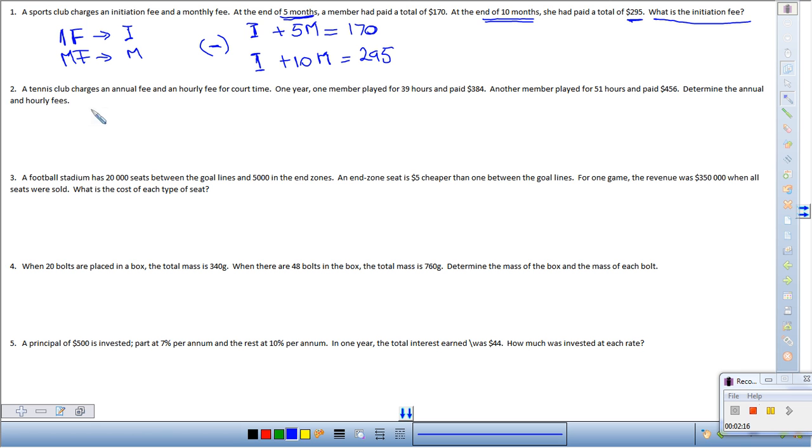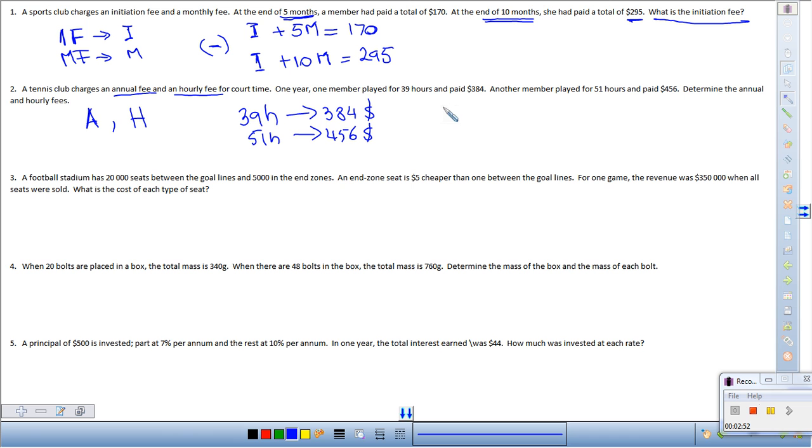Problem number 2. A tennis club charges an annual fee and an hourly fee. Let's call them A and H, A from annual, H from hourly. One year, one member played 39 hours and paid $384. Another member played 51 hours and paid $456. Now determine the annual and hourly fees.